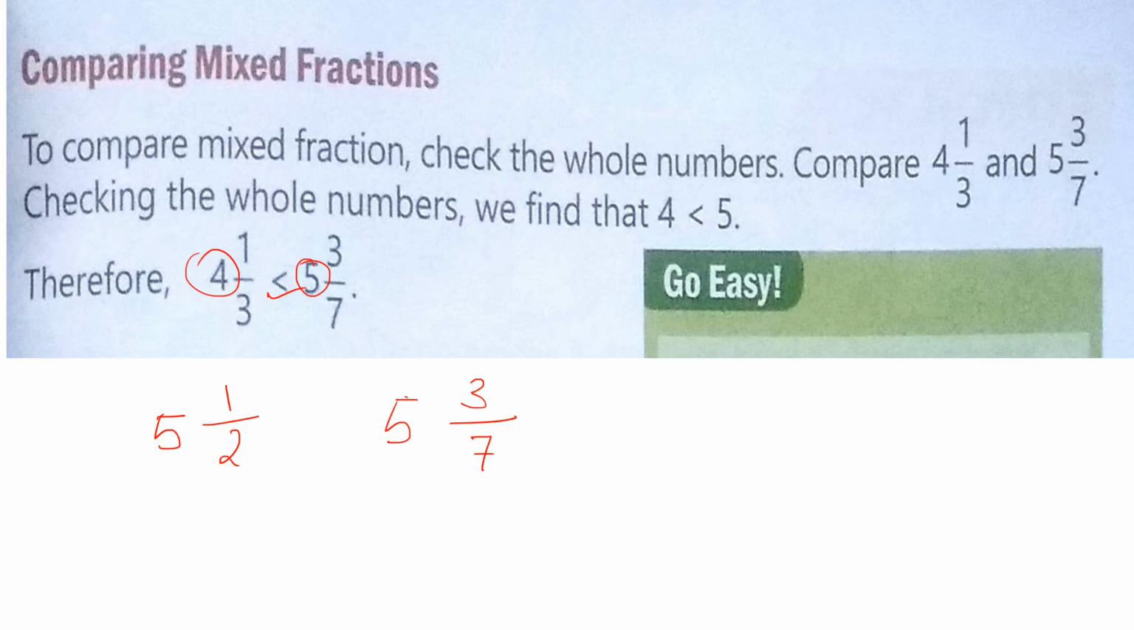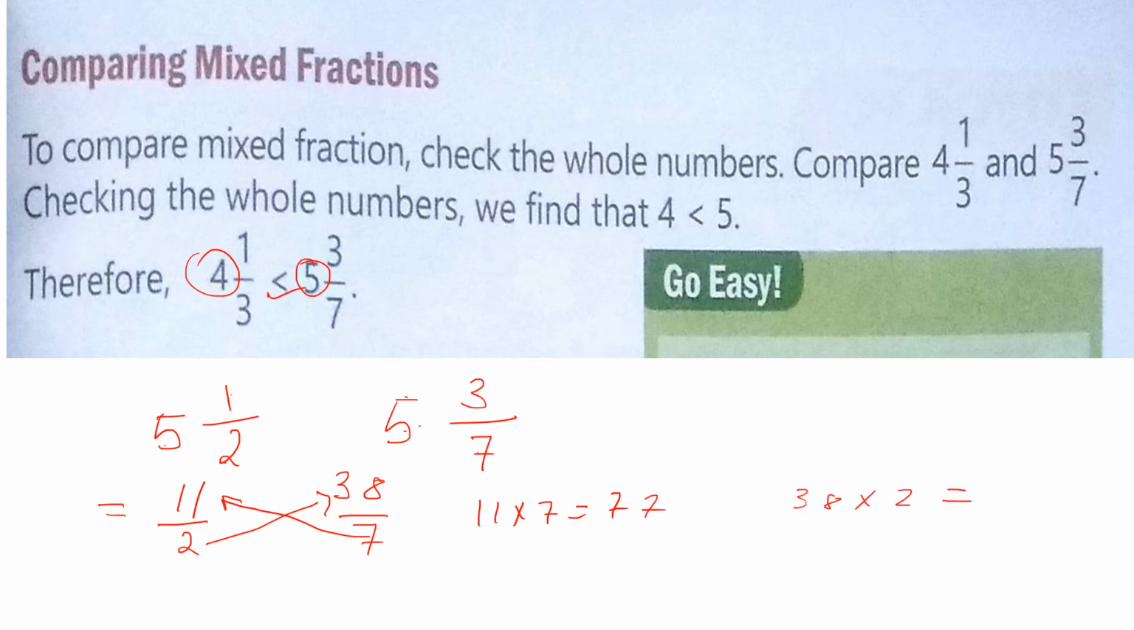Now what we have to do here, first we will convert it into an improper fraction. So 2 5s are 10 plus 1 is 11, 11 by 2, and here 7 5s are 35, 35 plus 3 is 38 by 7. Now just multiply it. So 11 multiplied by 7 is equal to 77, and 38 multiplied by 2 is equal to 76.